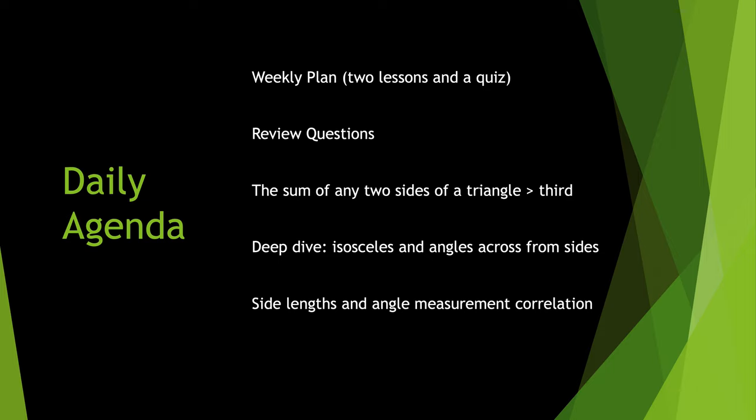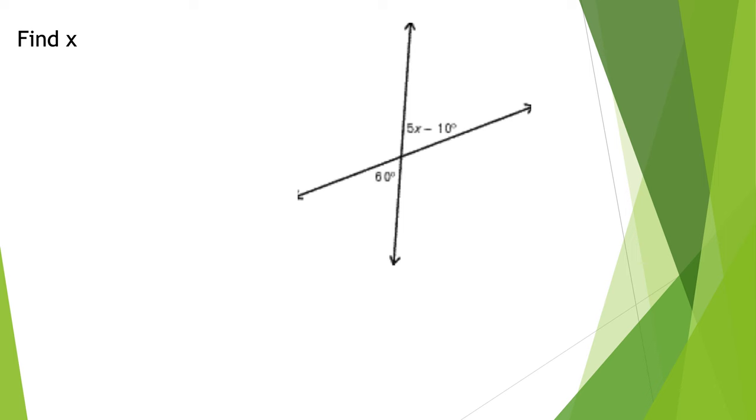We'll always begin with review questions, and then the big new stuff is the sum of any two sides of a triangle is always greater than the third. We'll do a deep dive into isosceles and angles across from the sides, or the legs, that are equal. And finally, we'll talk about side lengths and angle measurements and a correlation between those. So we're going to do a lot of stop and start right now. Let's begin with this question. Find x.